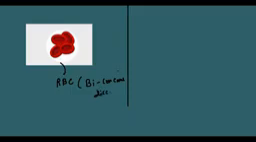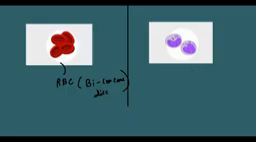So this is the image of the RBCs. You can see that they are biconcave disc-like structures. And this is the image of WBC. You can clearly see that WBCs do not have a definite shape, they are irregularly shaped.